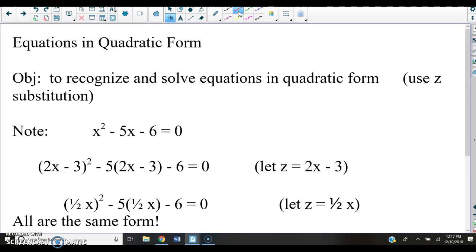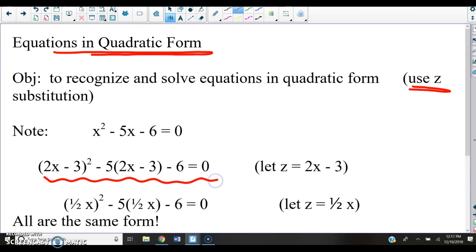We're going to solve equations in quadratic form. Some books call it U substitution. We're going to call it Z substitution. Some even call it A substitution. It does not matter. What you need to realize is you're going to look at stuff and it looks a lot like a quadratic equation. So the first one, x squared minus 5x minus 6 equals 0.